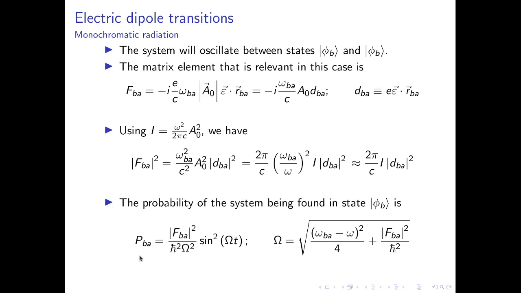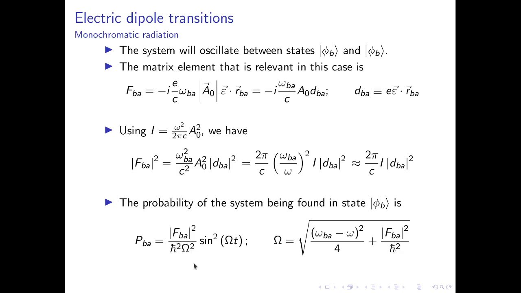the system now oscillates between the states phi b and phi a, and the probability of finding the system at the state B, given that it has started from state A, that's PBA, is given by this expression. So this oscillates essentially at a frequency given by omega, or rather, strictly speaking, twice omega because of the sine square here. And omega, this quantity, is essentially given by something which talks about the detuning, how far away omega is from omega BA, and how big FBA is. This quantity is critically important. In particular, if you are at resonance, then this factor becomes exactly equal to 1.